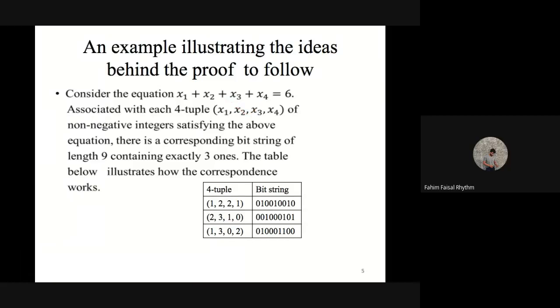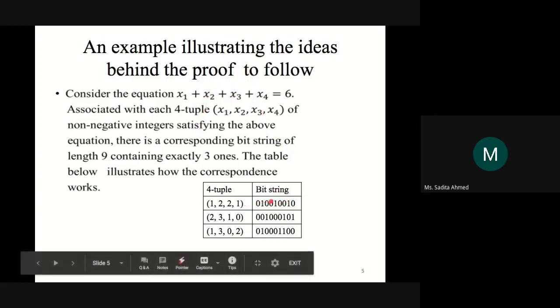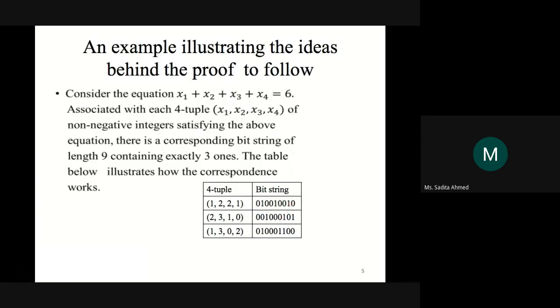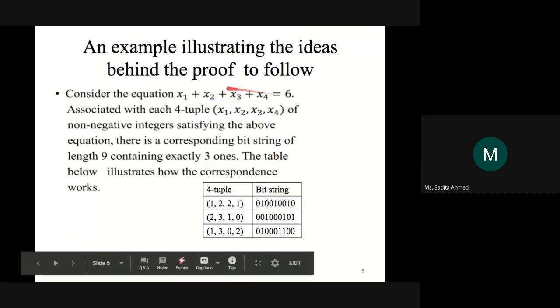Yes, miss. 4 x's will always have 3 ones, because we need 3 partitions among 4 values. So the number of ones in these bit strings representing the solution will always be exactly 3. You will always have exactly 3 ones in all of these bit strings which represent the solution of this equation.